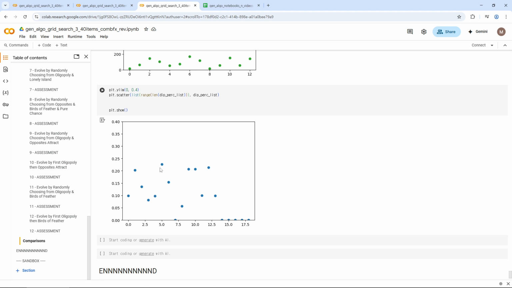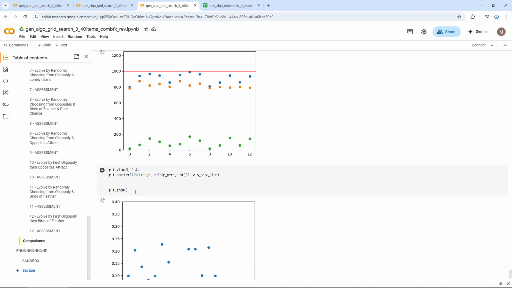Why do I have these values? That's not right. My bad. I'm so bad at this. Comparisons. I'm looking at my laptop. See, I am bad at this. Oh god.